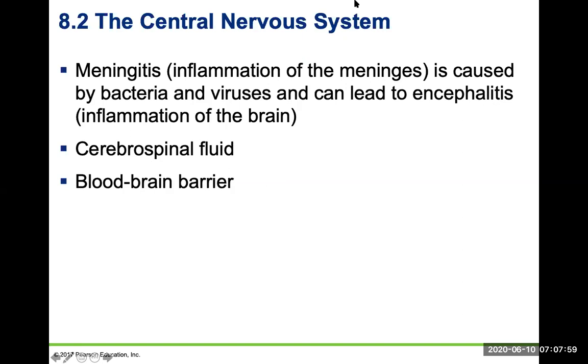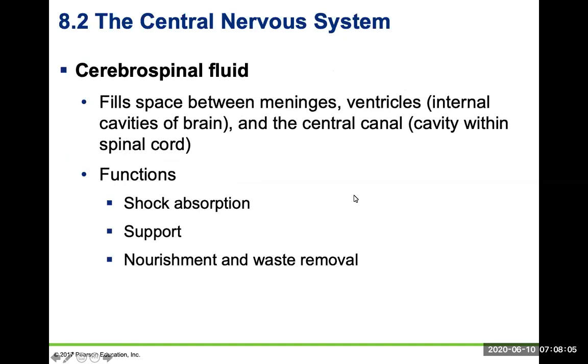Cerebral spinal fluid and blood-brain barrier, we'll talk about those. Cerebral spinal fluid fills spaces between the connective tissue layers, those meninges. It fills spaces, the ventricles in the brain, and the central canal, which is a cavity within the spinal cord. And your cerebral spinal fluid helps as a shock absorber and support, and it helps to nourish brain tissue, nervous system tissue, and also remove wastes.